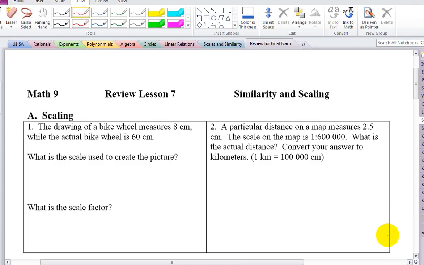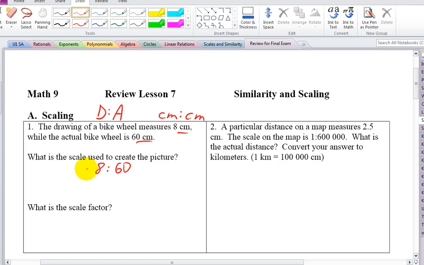Okay, so let's get started here with our scales. With our scales, it's diagram to actual. And it's got to be centimeters to centimeters, so we have to be careful with our units. Lucky for us, so nice, right? 8 and 60. So diagram is 8, the actual is 60.